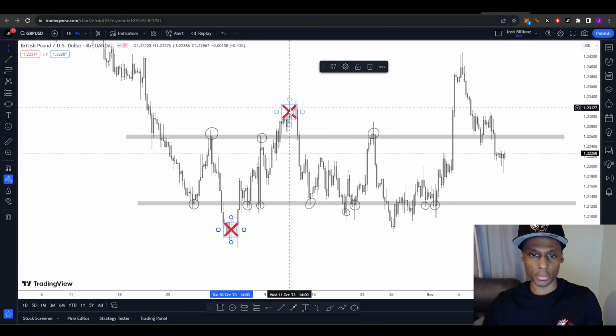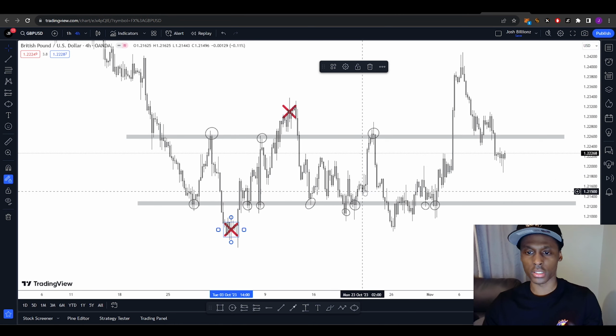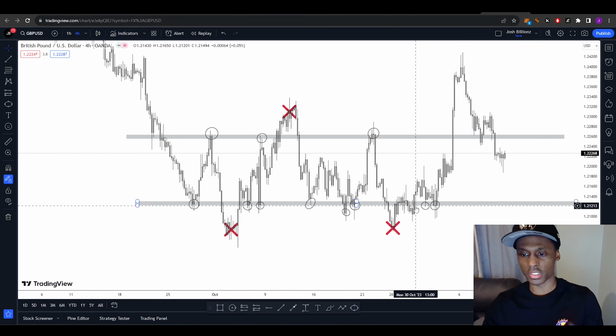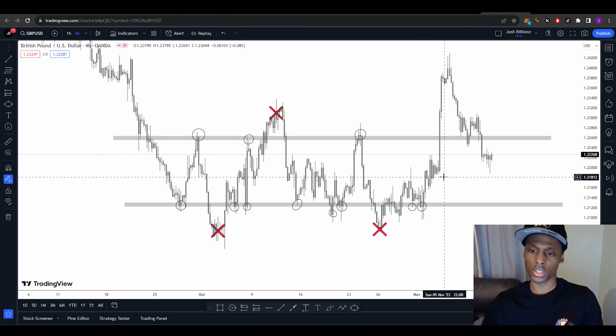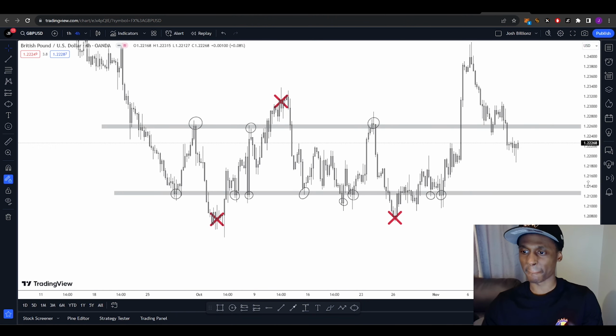Same thing here, faked out to the upside, and then immediately came back to the bottom of the range, and then we supported it here, respected it, and respected it here. You can also add the fake out there, then we respected it here, respected it here. So we already established that we're in a range.